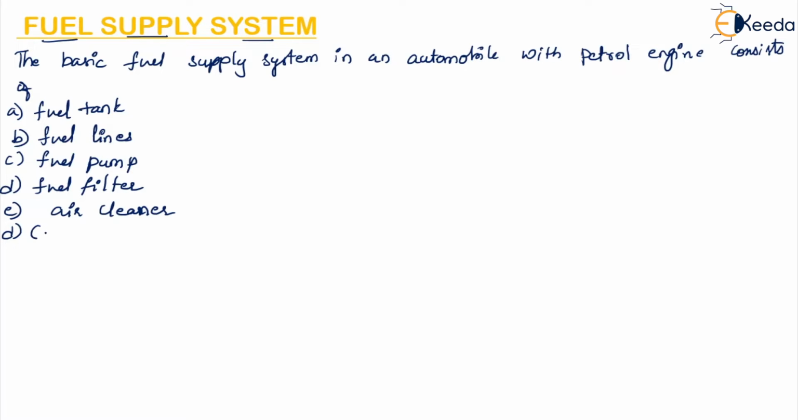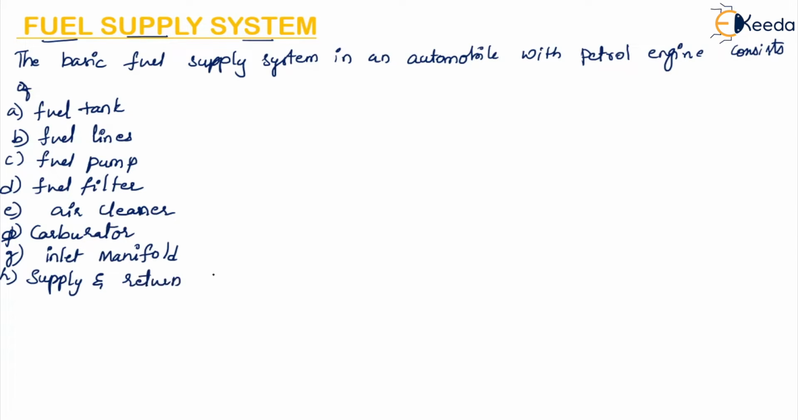then there is carburetor, then there is inlet manifold, and there are supply and return pipelines. So these are the different parts of the fuel supply system in a petrol engine. So this is for petrol engine.